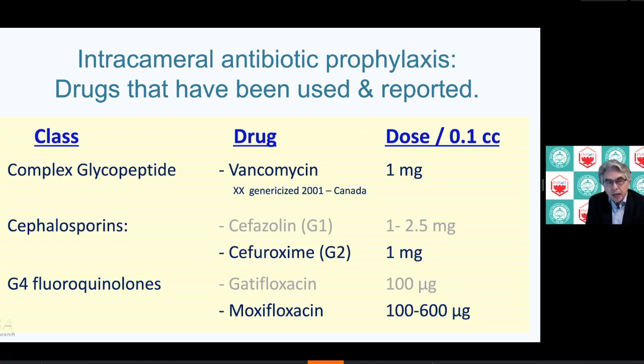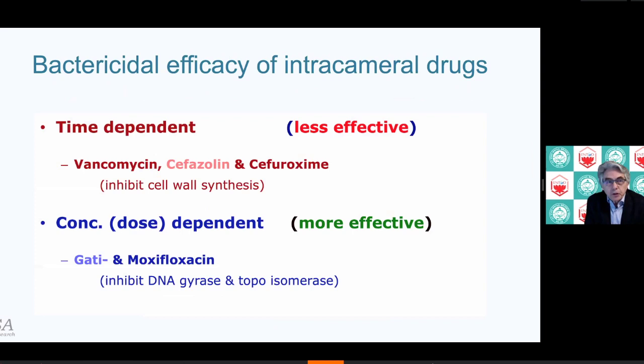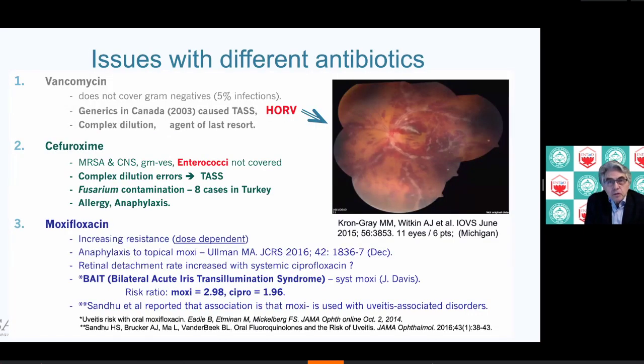Initially, we had five drugs that were candidates for intracameral use. They were in three different classes, and two of them dropped out because there was a better one in the same class. So we're now left with three, and those three drugs sit in two groups. There are time-dependent ones, which are generally less effective, and I'll show you why, and there are concentration or dose-dependent ones, which are considered more effective. So when you look at drugs, you have to first look and see if there's anything bad about them.